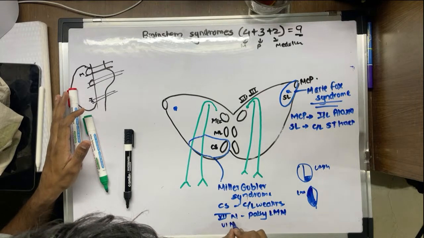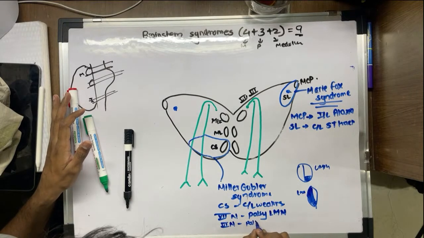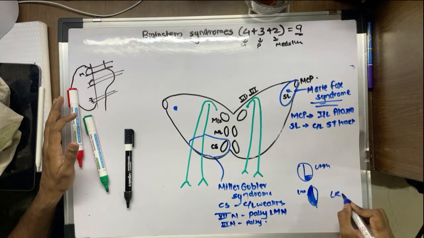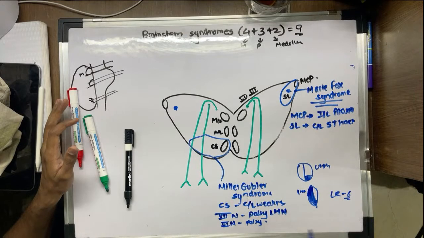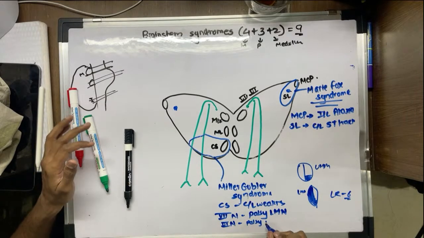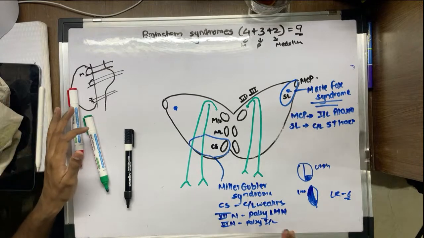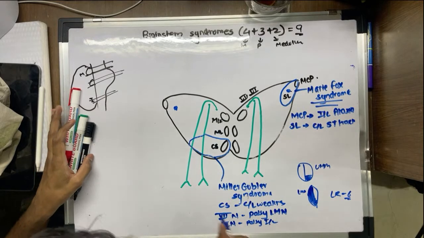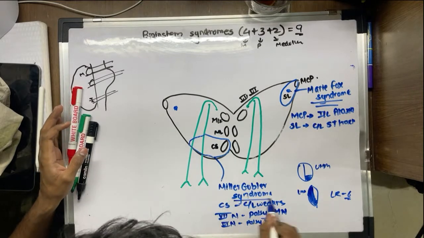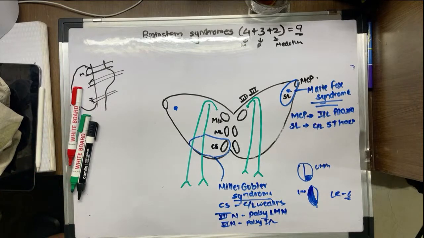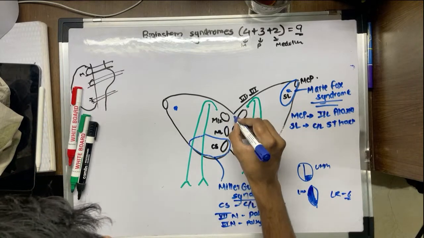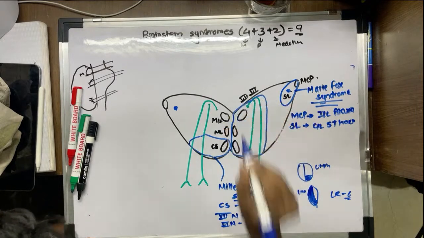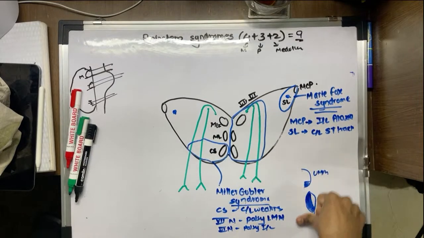Also 6th nerve palsy, right? LR6SO4. LR6 is lateral rectus palsy. So the lateral rectus of that particular side, ipsilateral lateral rectus palsy, will be absent. Okay. That's all. So this is Millard-Gubler syndrome. This is one more syndrome, and it involves this entire thing. I'm gonna erase this.